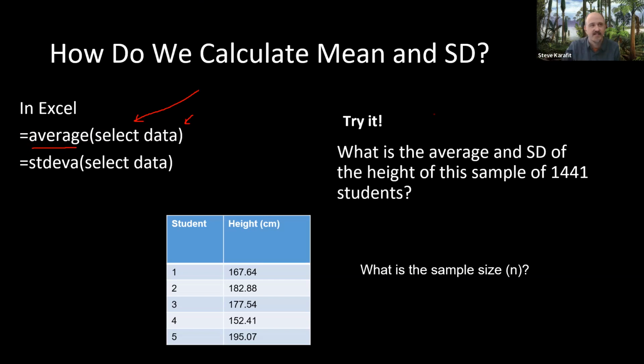How do we calculate standard deviation? Well, we're going to do this in Excel rather than by hand. I hope that doesn't make you sad. We're going to type equals stdev and select the same data that you select for your average and then hit enter. So here's our question. What is the average and standard deviation of the height of the sample of Bio 1441 students? And I also ask, what is the sample size? We'll get to that in just a second.